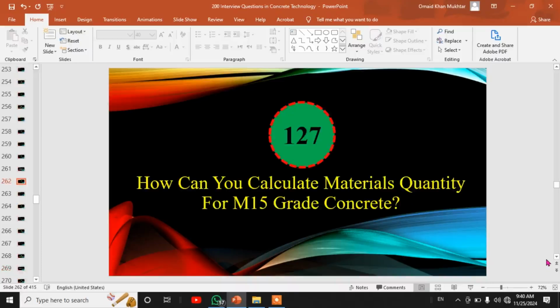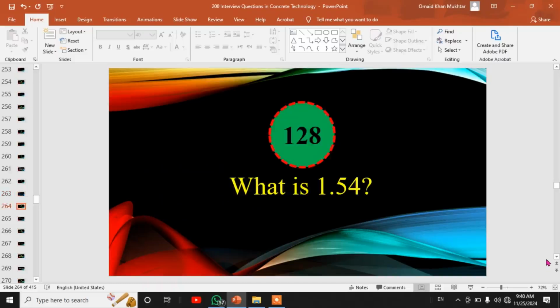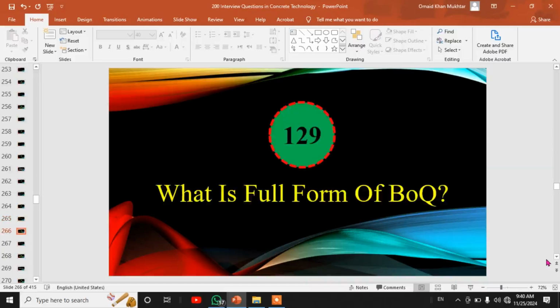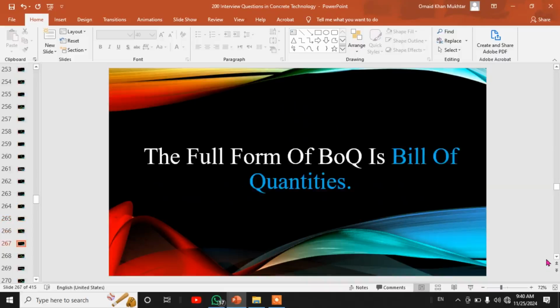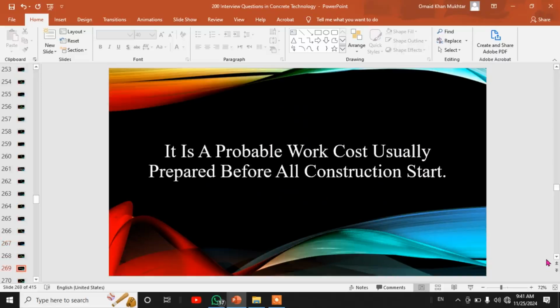127. How can you calculate materials quantity for M15 grade concrete? It can be determined with 1.54 divided by the sum of the M15 grade concrete ratios, 1:2:4. You can calculate this concrete with the following procedure. 128. What is 1.54? It is the dry volume of 1 cubic meter of concrete. 129. What is the full form of BOQ? The full form of BOQ is bill of quantities. 130. What is estimation? It is a probable work cost usually prepared before all construction starts.